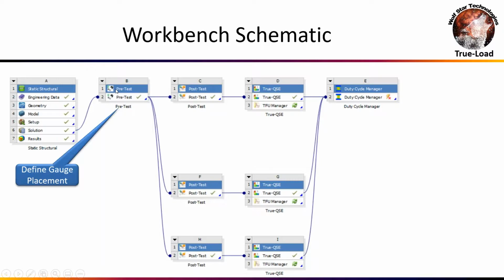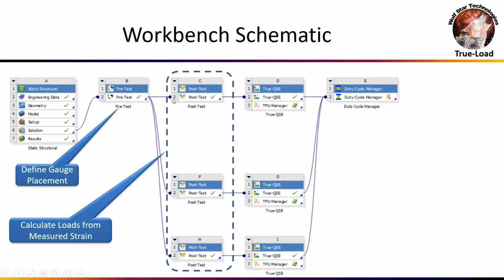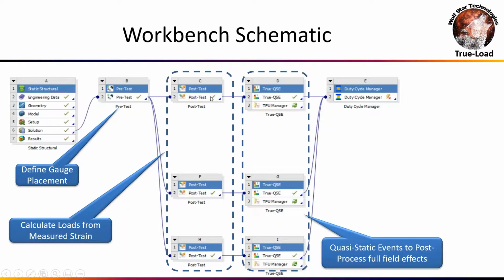Once we're happy with the strain gauges, we will go off and measure strains on the physical part. And in this case, we've done 3 tests here, and then we just attach a post-test component to our pretest and bring in the strain data to these 3 post-test components. And here we're going to calculate the loads from the measured strain. And now that we've done that, we can hook up our True QSE components to our loads from post-test, so we can go in and query the model and generate operating deflection shapes.